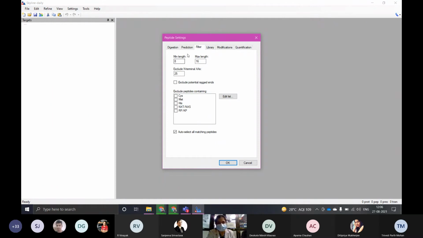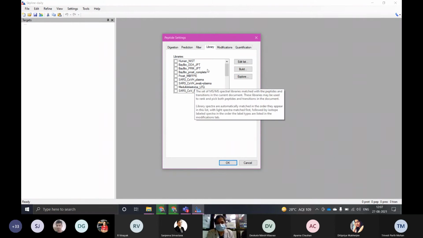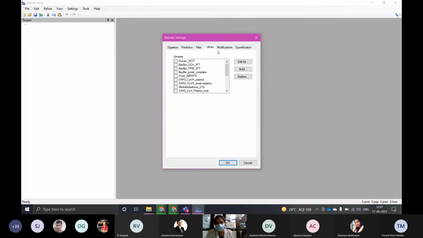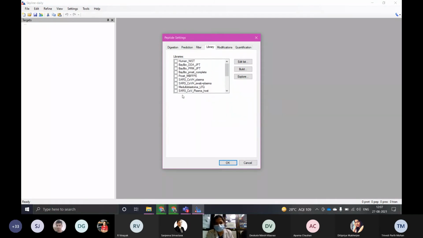In the filter settings for the peptide, you are telling what the length of the peptide will be, how the peptide will be, and whether there will be any modifications in the peptides. In the library, whenever you are using a library, you need to ensure that you have added the library here. In your case, this might come empty. Whichever libraries are saved in MyPC would be available here.